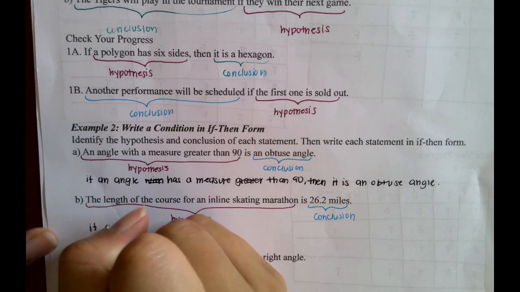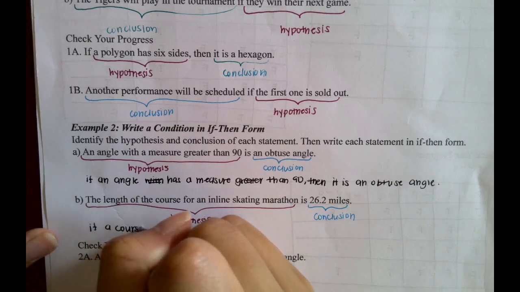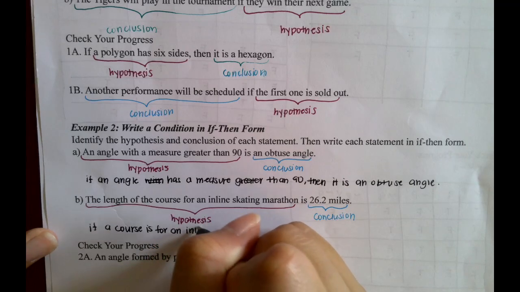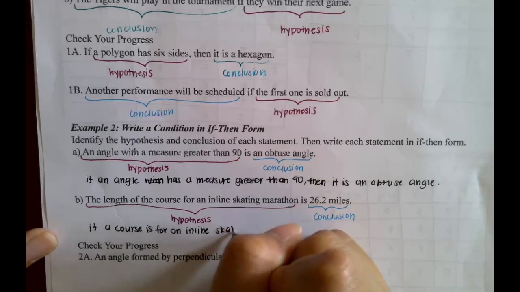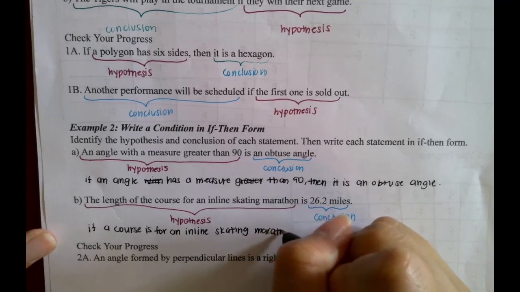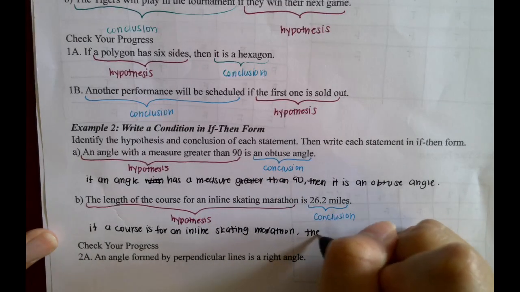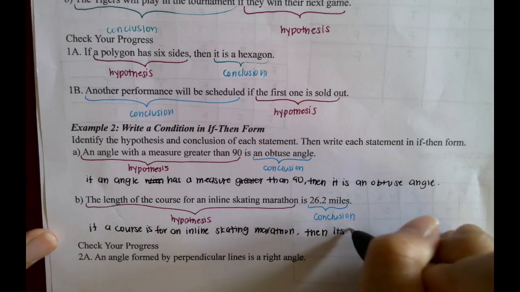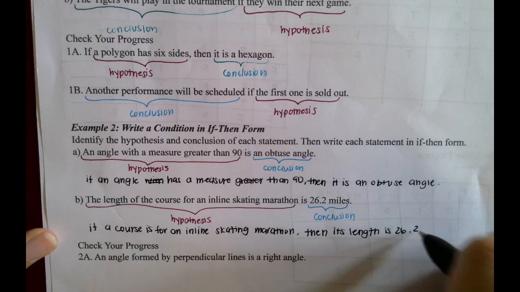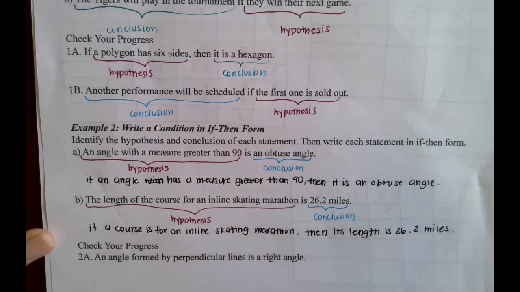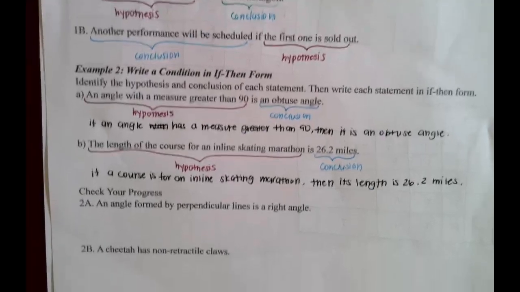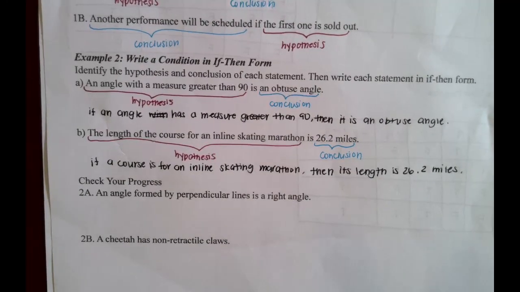If a course is for an inline skating marathon, then its length is 26.2 miles. There you go. You're going to work on 2A and 2B, and then come check your answer.